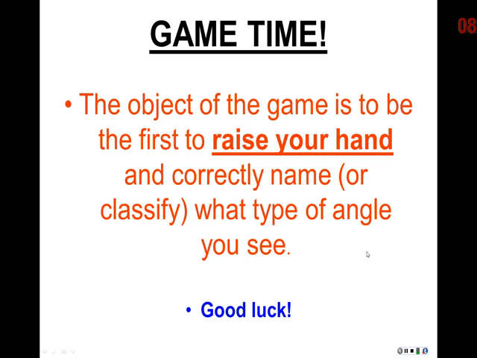You guys got it? Okay, I'm going to play a little game with you. This is a little review, and I want to make sure you understand these relationships before I teach you about transversals. So here's the game. You guys don't have to raise your hands. You can just tell me the answer because there's not that many of us. If it was a full class, I would have you raise your hand.